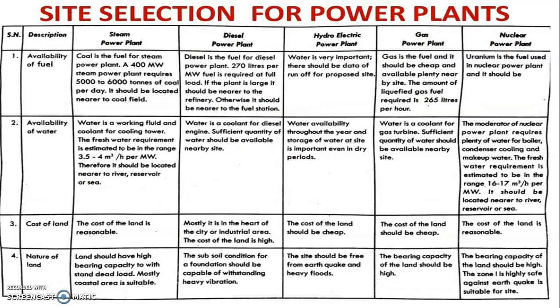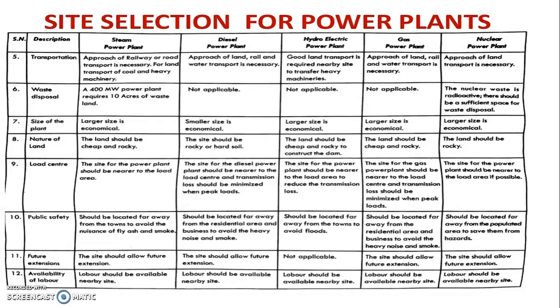Next topic is site selection for power plants. For site selection we need to follow some important factors like availability of fuel, availability of water, cost of land, nature of land, transportation, waste disposal, size of the plant, nature of land, load center, public safety, future extension, availability of labor.